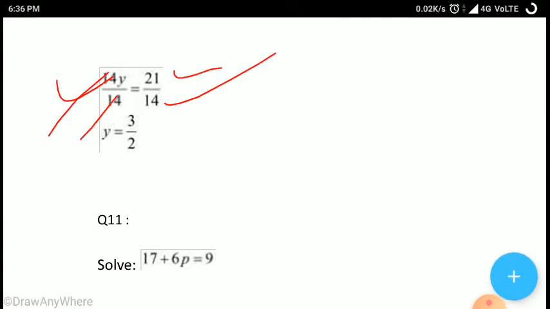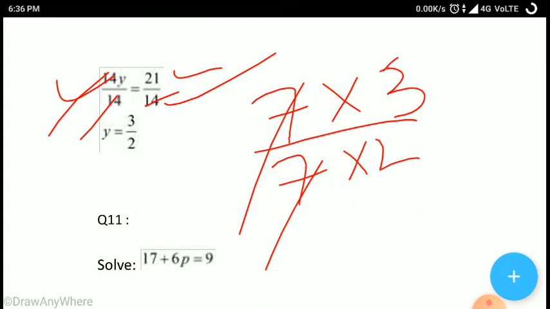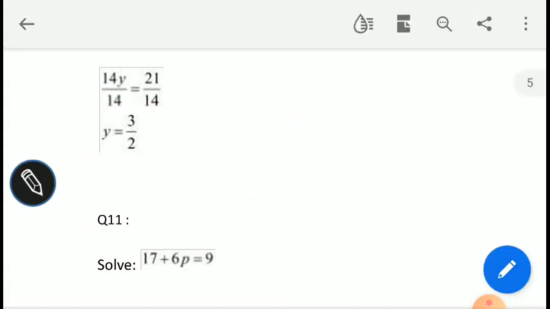Right, so we can reduce it to the simplest form. See, 14 is written as 7 into 2, and in the same way 21 is equal to 7 into 3. So 7 is common in numerator and denominator. Okay, so what are the remaining numbers? So here 3 upon 2. So 3 upon 2 is our answer. Understood students?